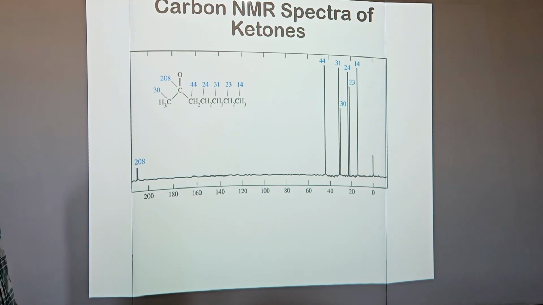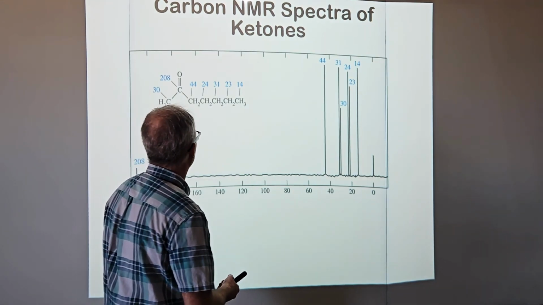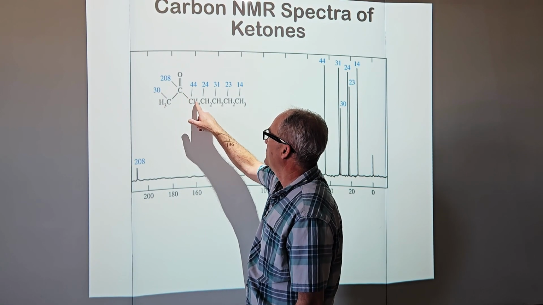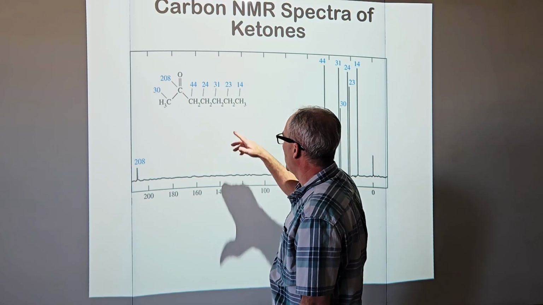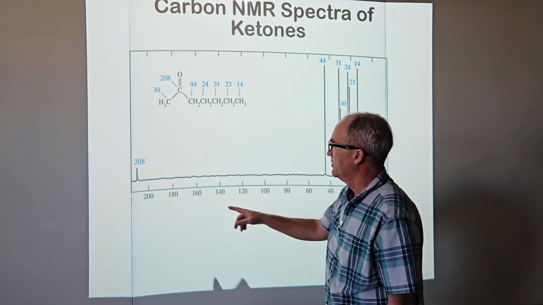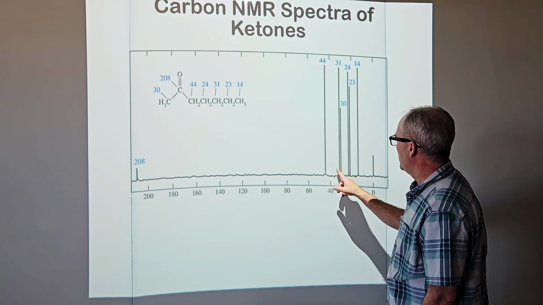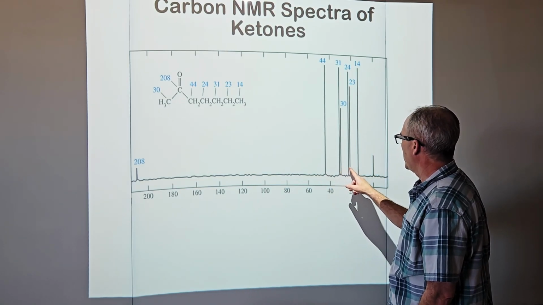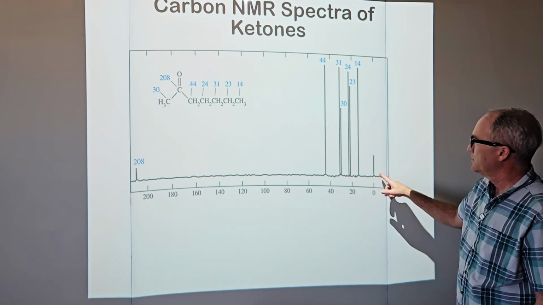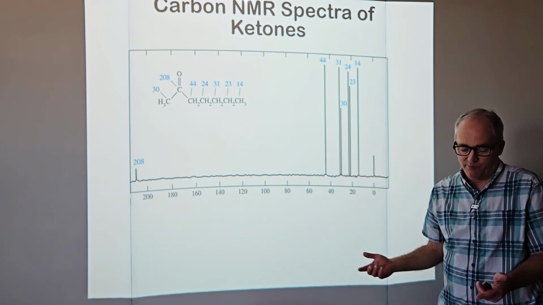So here's the carbon NMR. Now I kind of like this one. So I got 1, 2, 3, 4, 5, 6, 7. What do I got going on here? 1, 2, 3, 4, 5, 6, 7. There's your TMS. Makes sense.